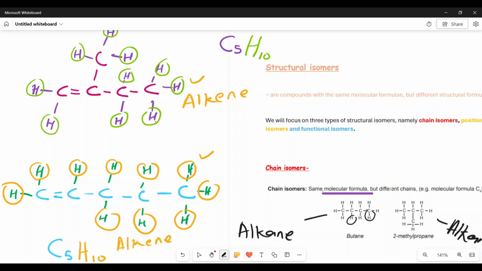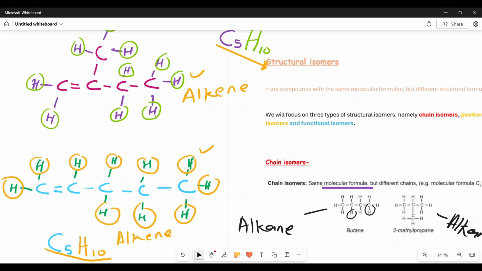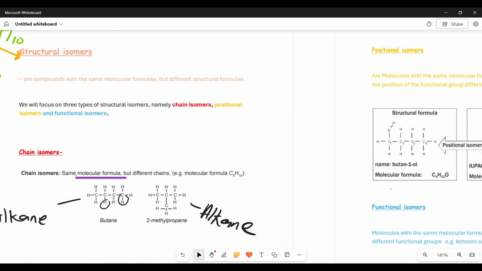So every time, whenever you want to test whether your chain isomer is correct or not, try to count the number of carbons as well as your number of hydrogen atoms. If they're equal to the compound that you are given, in this instance, this is equal to that here. If that's the case, this simply means that your chain isomer is correct, right? Now let's move to the other type of isomer.